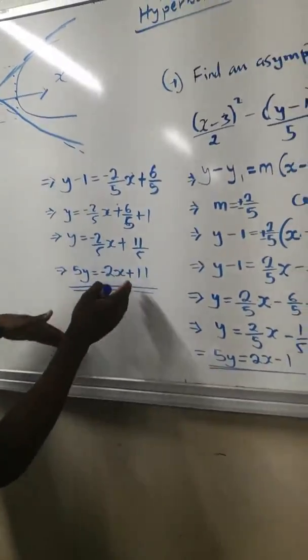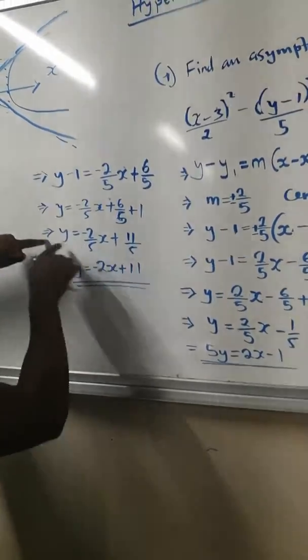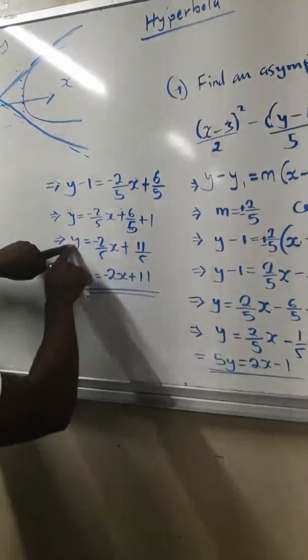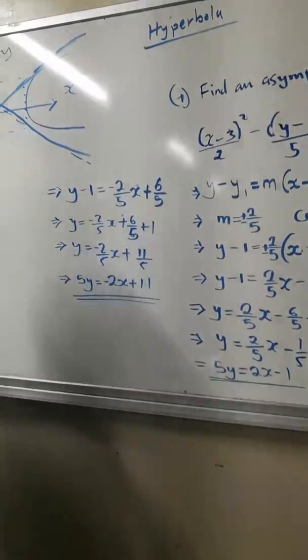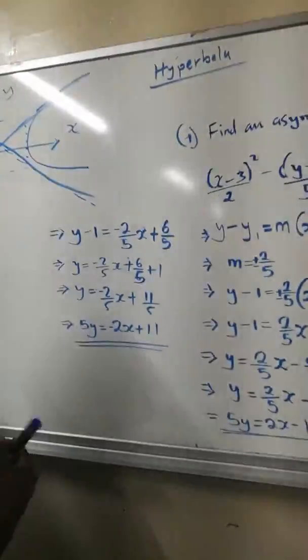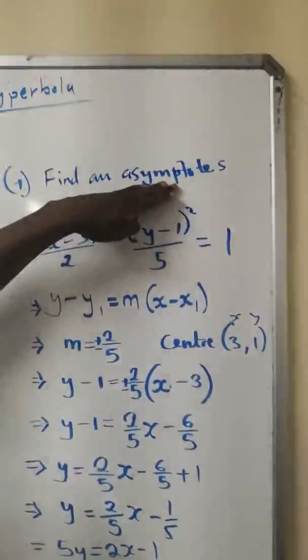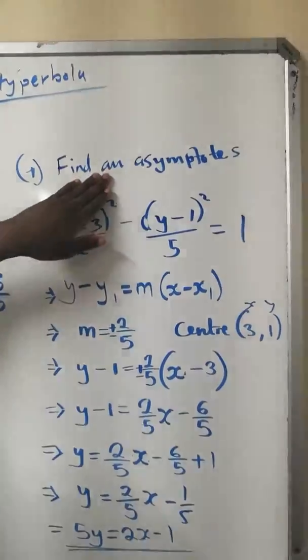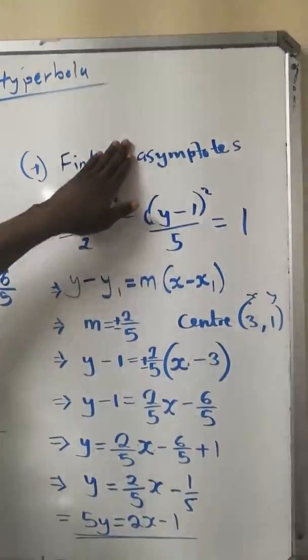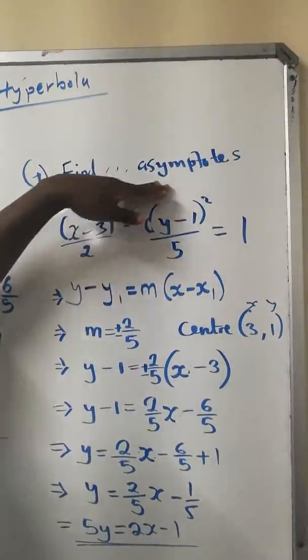Thereafter, we multiply everything by 5. We just remain with 5 here, and this 5 will cancel, and then this is the equation. So this is how we find an asymptote, or asymptotes, sorry, the English here, I don't know if it's correct. An asymptote, they are two. This is how we find asymptotes.